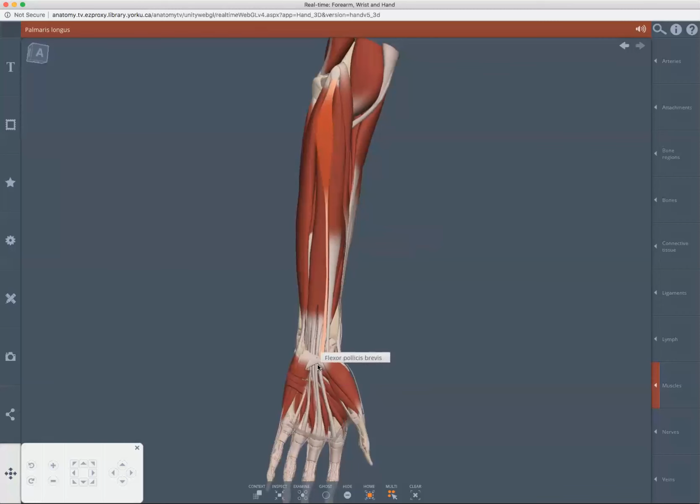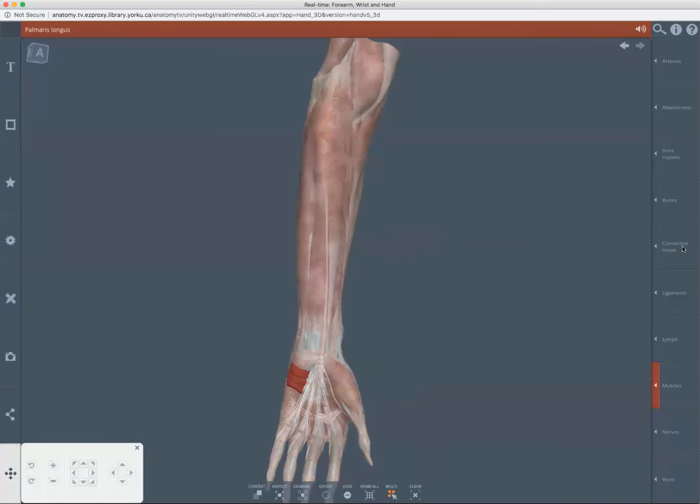Palmaris longus is going to insert into the palmar aponeurosis, which is a broad tendon in the hand that we've removed here. Well, let's see if we can get it back. Oh, there we go. So it kind of looks like that. Okay, palmar fascia, palmar aponeurosis.